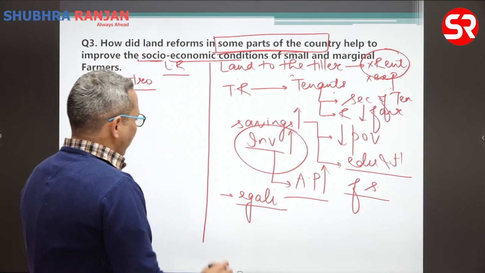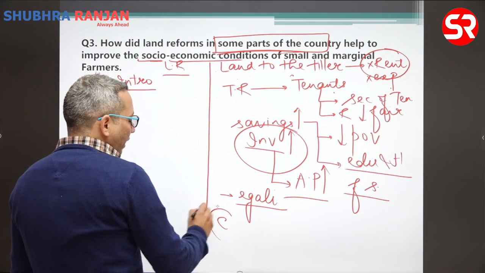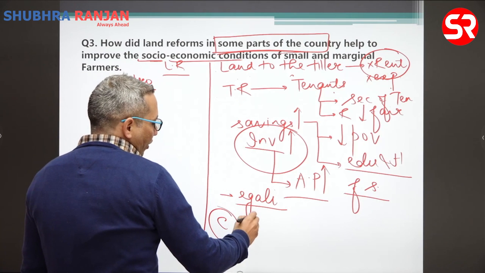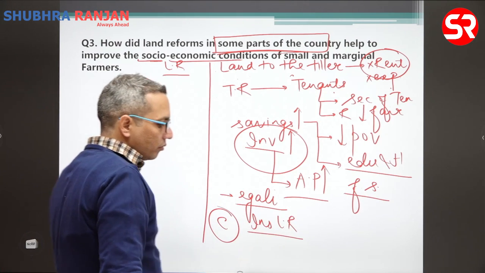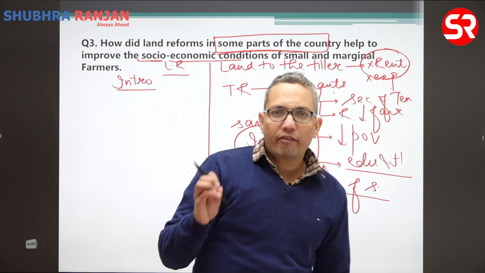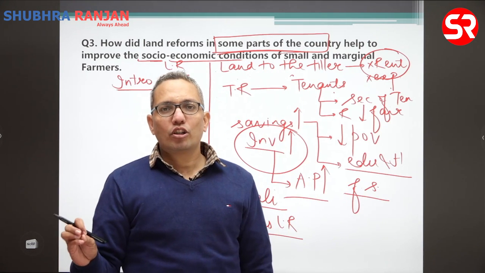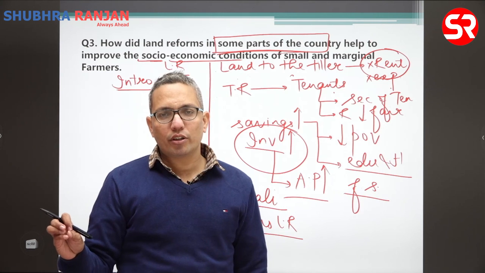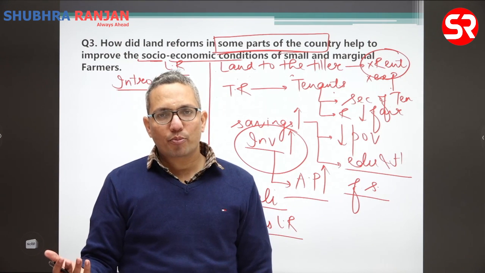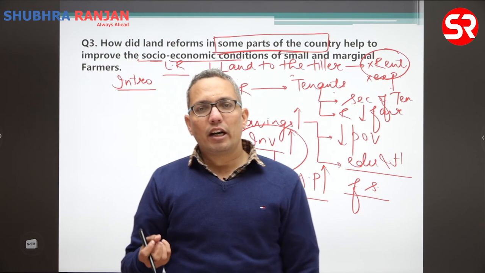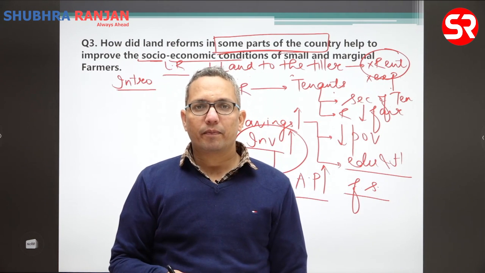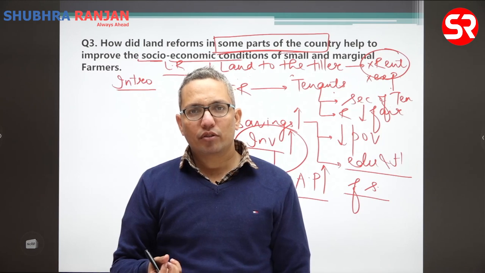Then, in conclusion, we'll write that institutional land reforms actually paved the way for more technological reforms like the Green Revolution, which further increased agriculture production and further improved the situation of small and marginal farmers in the country. That completes discussion of the third question. Let's move to the next question.